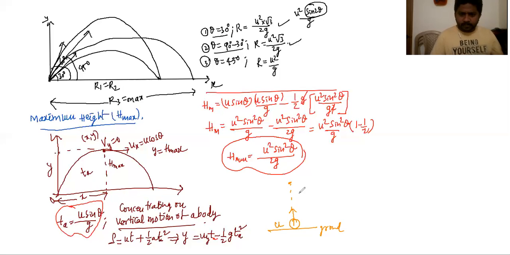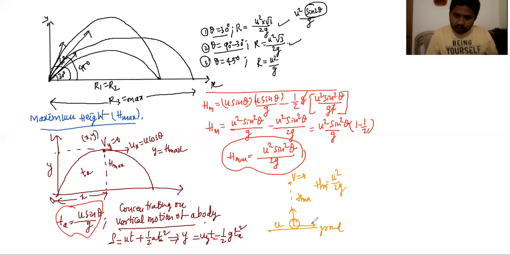If I project it vertically, what is the velocity at the maximum height? 0. So that is the maximum height. By using equations of motion, we have the formula: maximum height is u square by 2g. All right, maximum height is what? U square by 2g. So here theta is what?